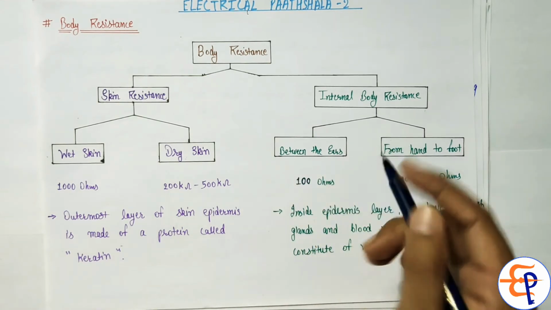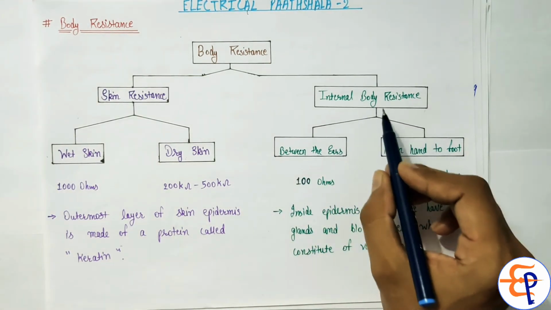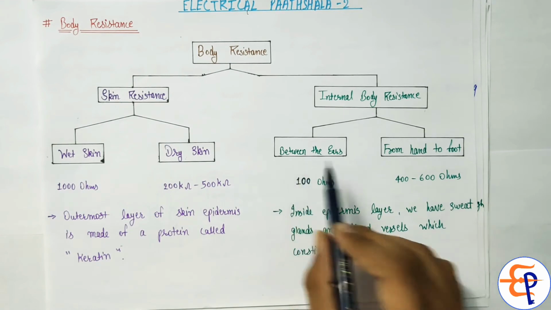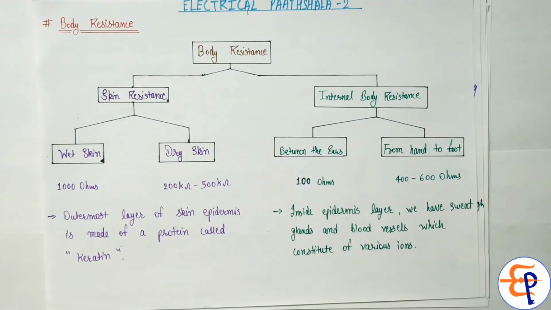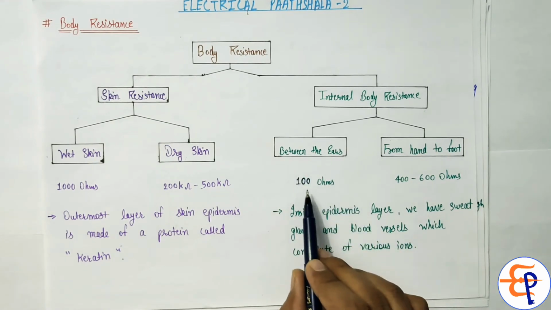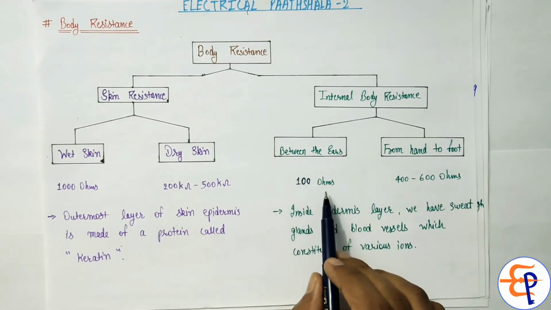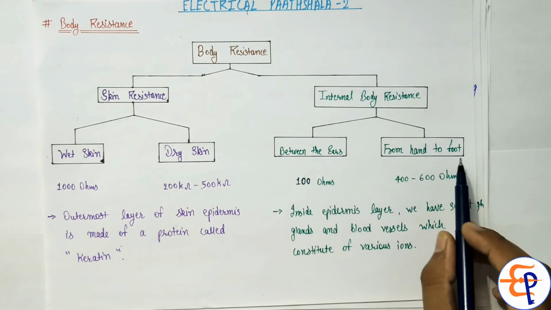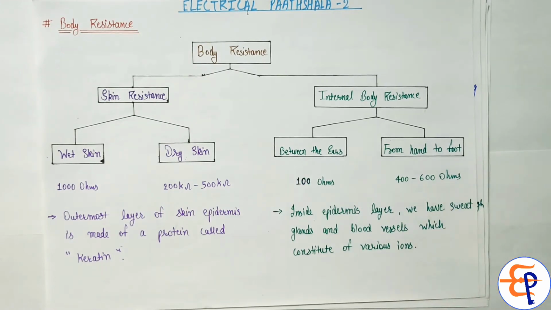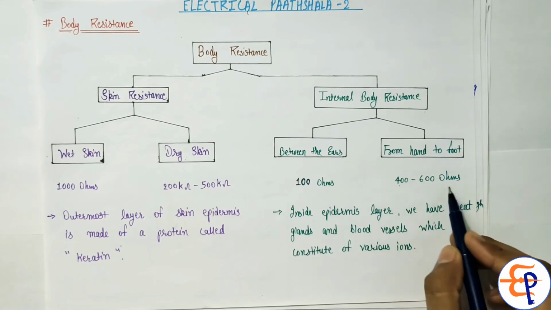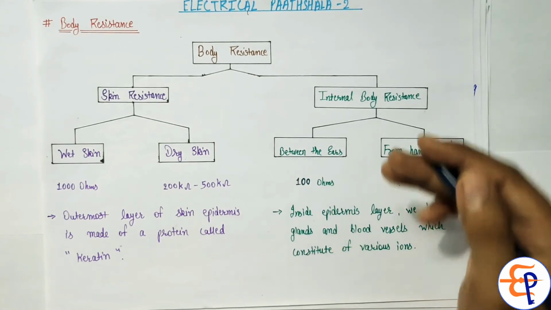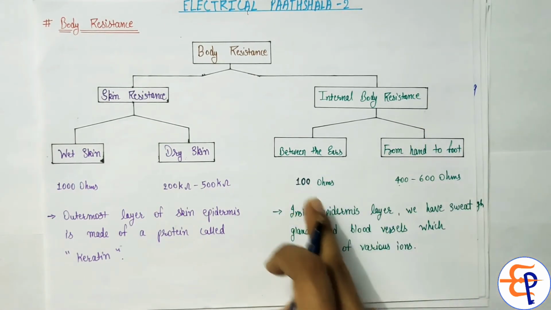On the other hand, we have internal body resistance, which may be divided into two parts: between the ears, and from hand to foot, which also includes our torso, guys. So between the ears, the internal body resistance is only 100 ohms. While from hand to foot, which also includes our torso, the internal body resistance is in the range of 400 to 600 ohms. Why, guys, is internal body resistance this low?